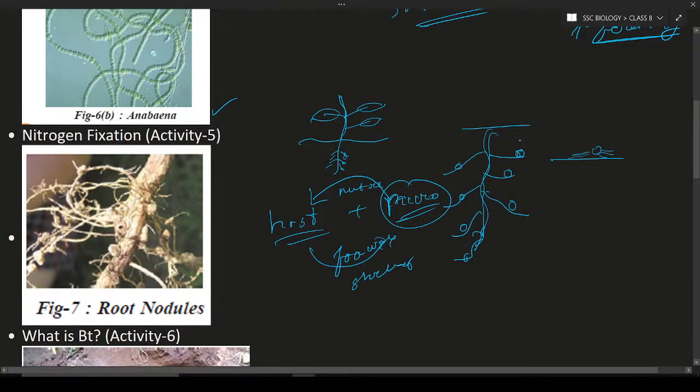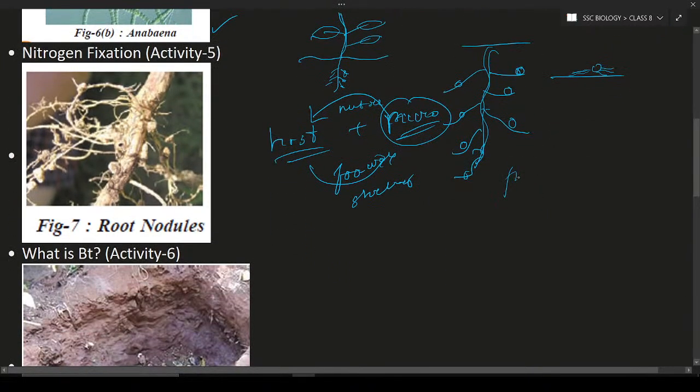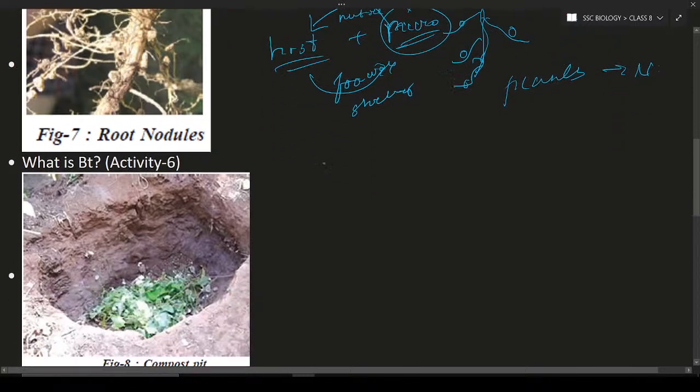How will it be converted? It can be converted by lightning, means by thunderbolts, and by microorganisms. By this way, nitrogen can be converted into a usable form, and now the plants are going to utilize it. So microorganisms are utilized for the fixing of atmospheric nitrogen.